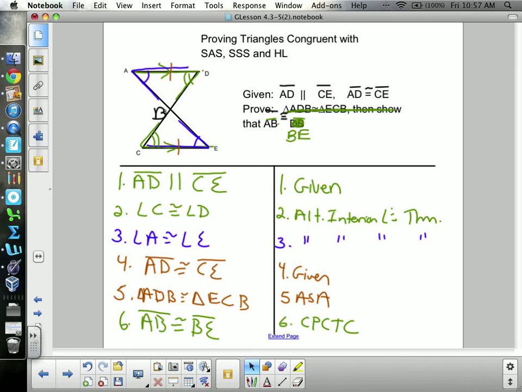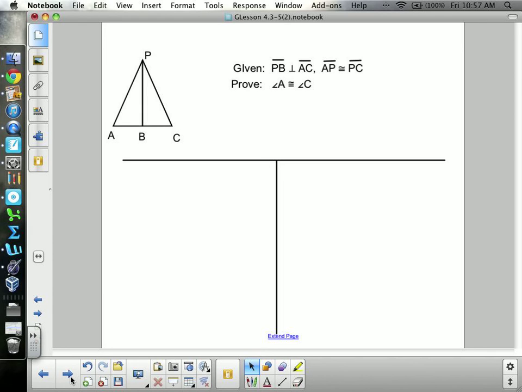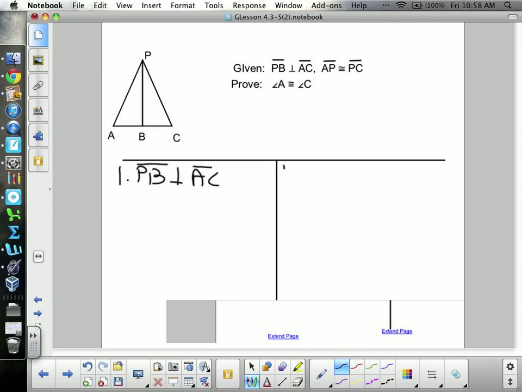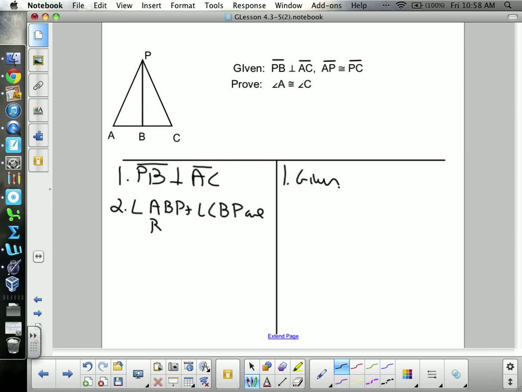All right. Let's go. Keep going. Prove angle A is congruent to angle C. We're out of here at 11:02. We got just enough time. We're going to get through it quick. All right. PB is perpendicular to AC. Given. What does it mean that it's perpendicular? That means it forms right angles, so angle ABP and angle CBP are right angles.